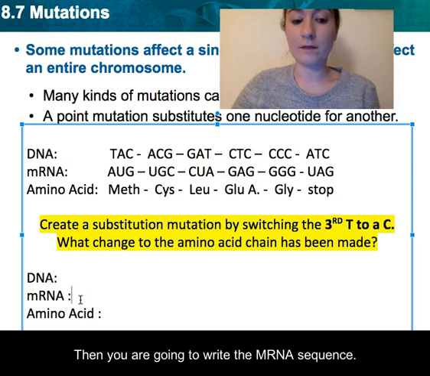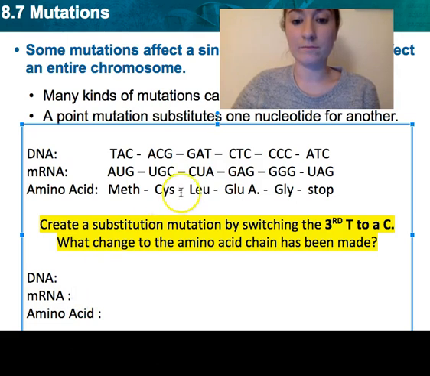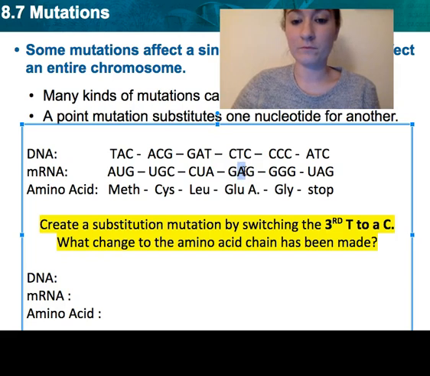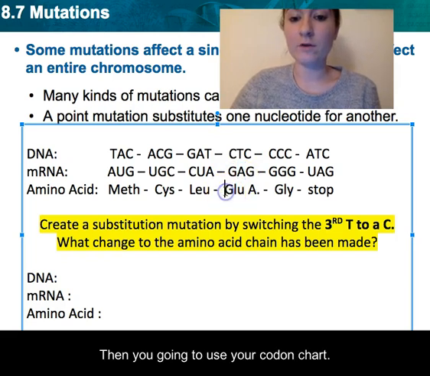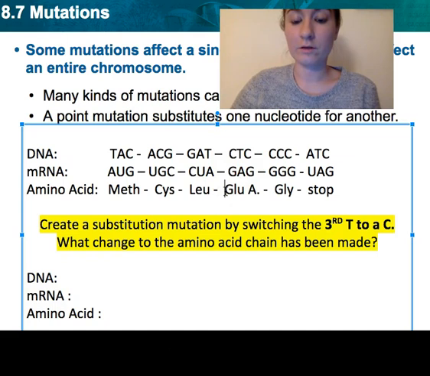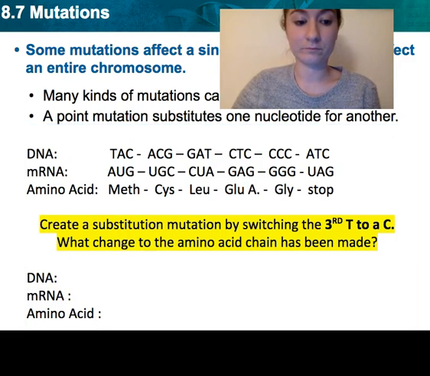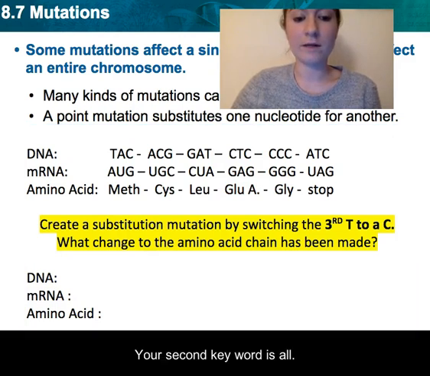Then you are going to write the mRNA sequence. Since this is changed to a T, what is this letter going to change into now? Then you're going to use your codon chart or genetic code to look to see what the amino acid would change into and write it below. Your second keyword is all.